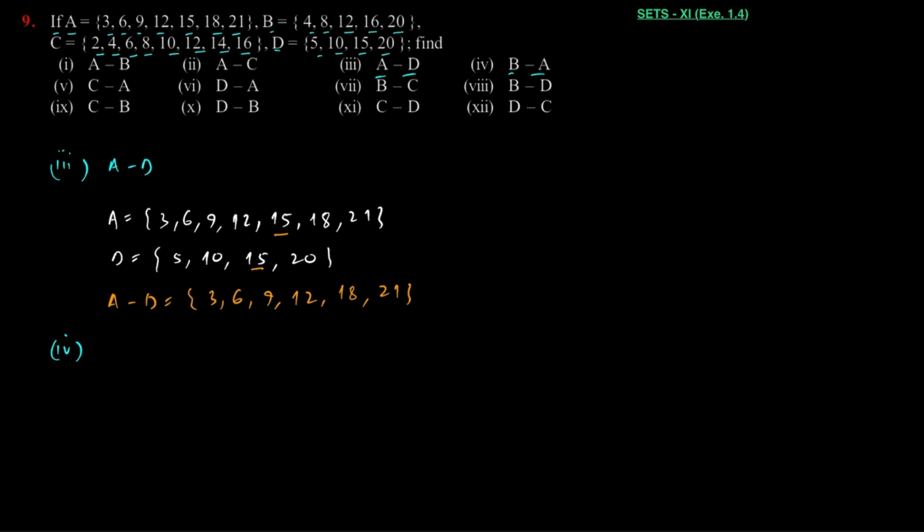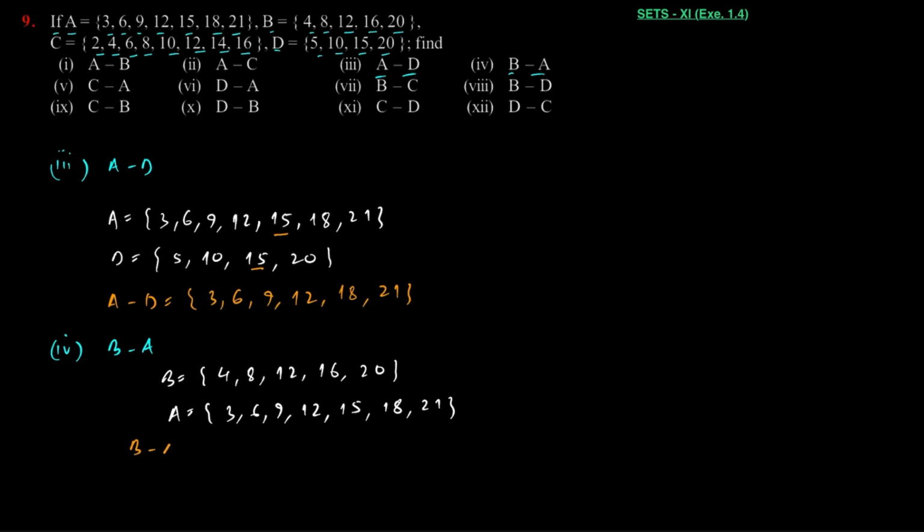Part number 4, B minus A. So what is set B? It's having elements as 4, 8, 12, 16, and 20. And what's set A? It's having elements as 3, 6, 9, 12, 15, 18, and 21. Here B minus A will be a set which will not be having elements of A. So 12 is the common element. So this element will not be in our set. Therefore, the elements will be 4, 8, 16, and 20.